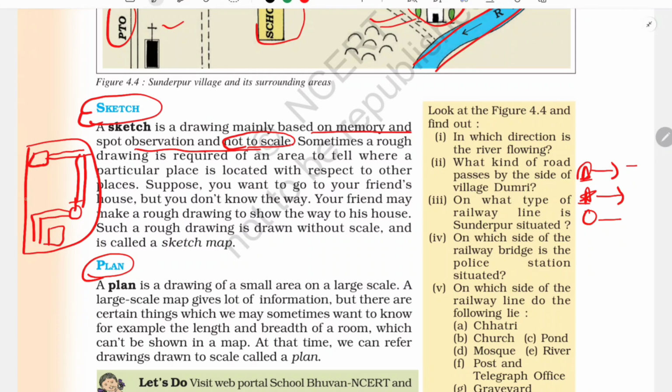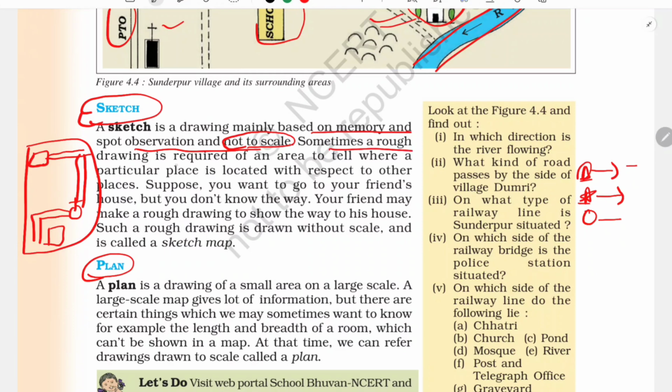So what I have done, I have given you a sketch, a rough sketch. This is also a map, isn't it? I am giving this based on observation. I am remembering the roads and just drawing them. So this is what we call a sketch. Here I am not scaling it properly, so this is known as a sketch.